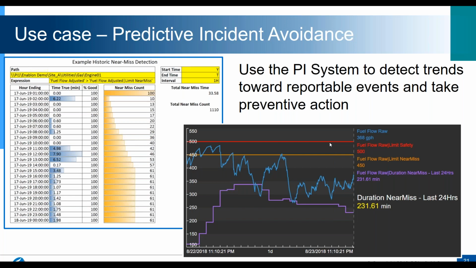So having this data in the PI system, having the history over what might be a long period of time, it might be a year that you want to look at, that can help you to take action to mitigate the conditions that are leading to a reportable incident.